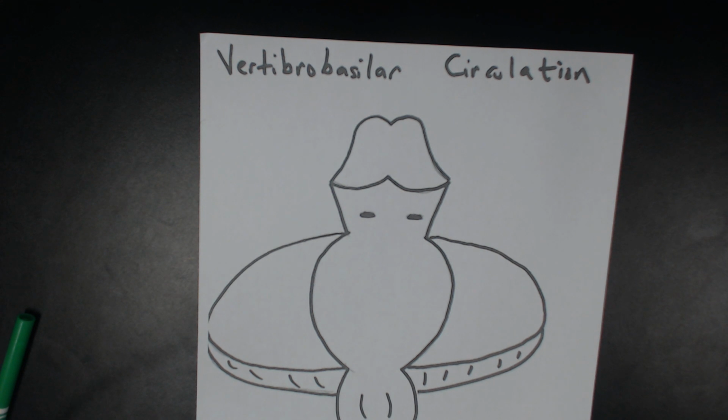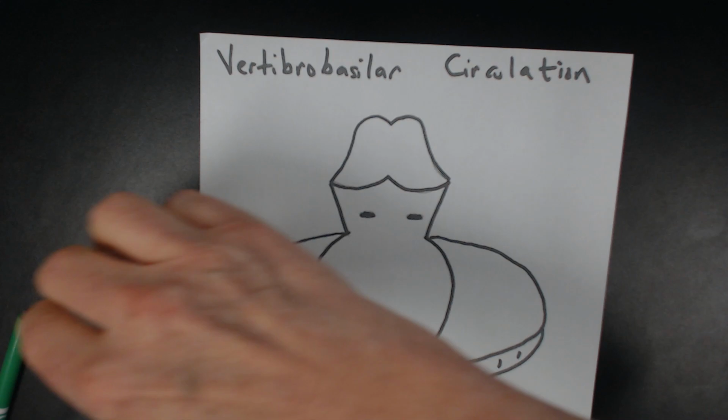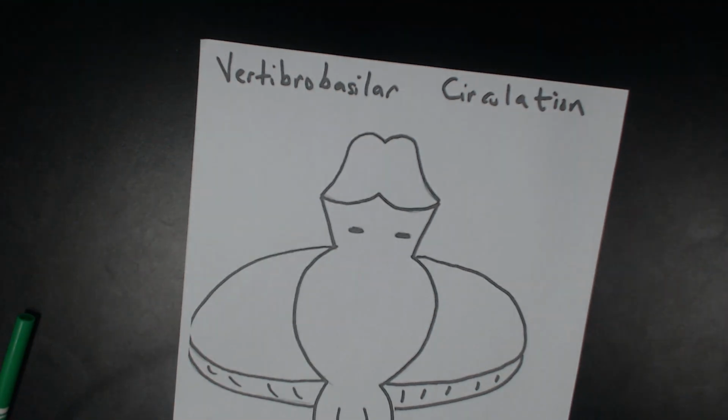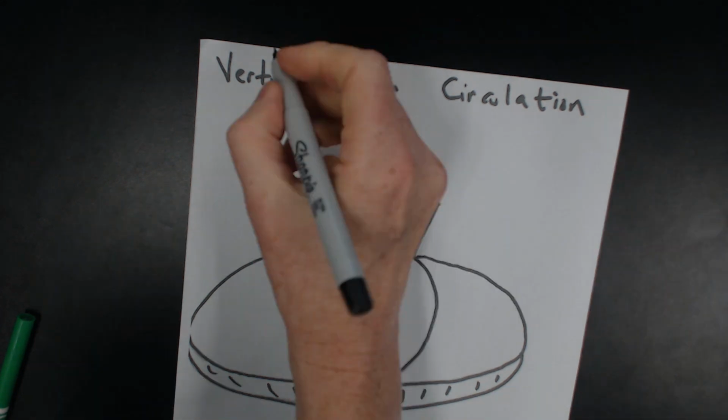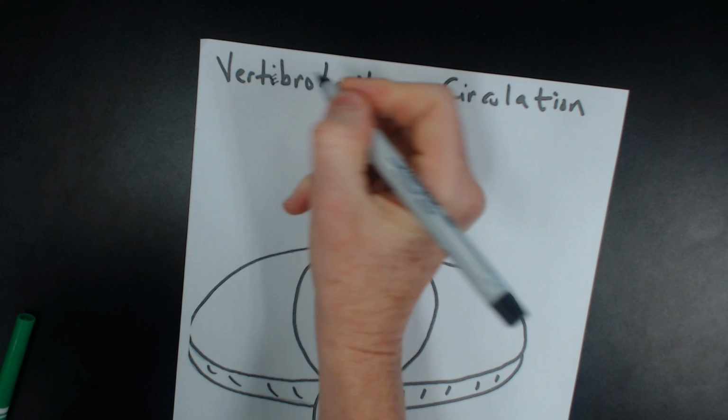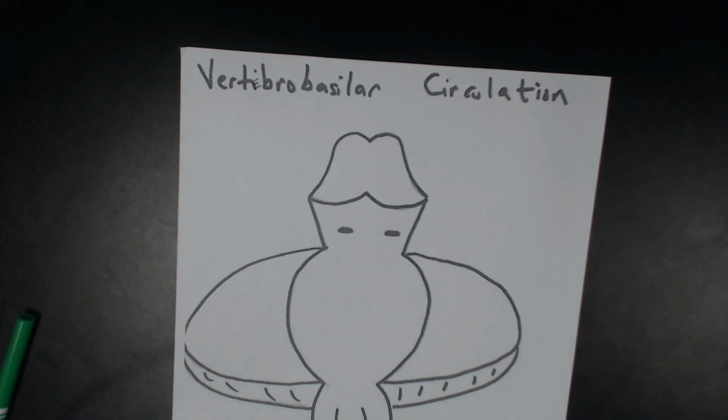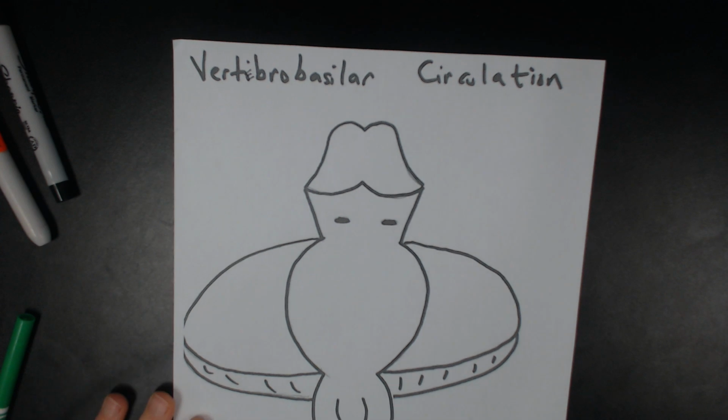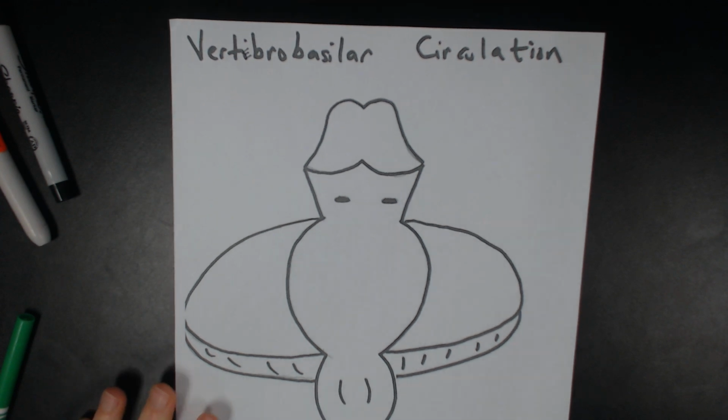And as I mentioned way back when, full disclosure, I'm a terrible speller. This should be an E here, vertebro-basilar. One of these days I'll remember to correct it, but it's been there for a while. Vertebro-basilar circulation.